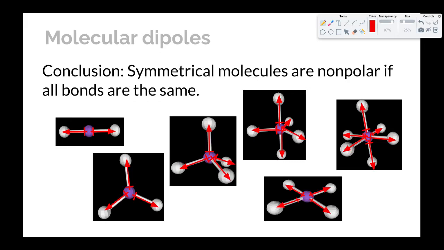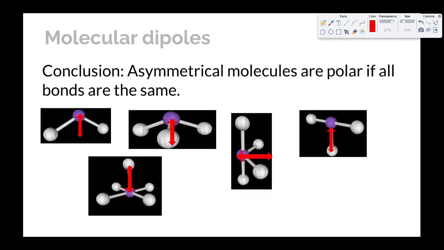Okay, so let's summarize this. We can make a conclusion that if all bonds are to the same element, a symmetrical molecule is always going to show nonpolarity. So all the examples, linear, trigonal planar, tetrahedral, trigonal bipyramidal, octahedral, and square planar that were symmetrical, they ended up being nonpolar. But all the asymmetrical ones ended up being polar. So that's the bents, trigonal pyramidal, seesaw, T-shape, square pyramidal. All of those are asymmetrical, and they all ended up being polar. Now that's only if all of the bonds to the outside atoms are the same.